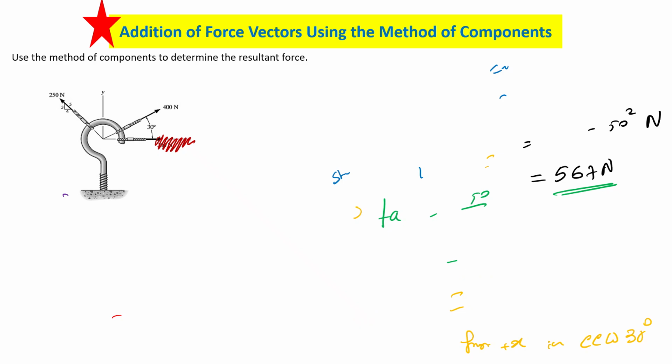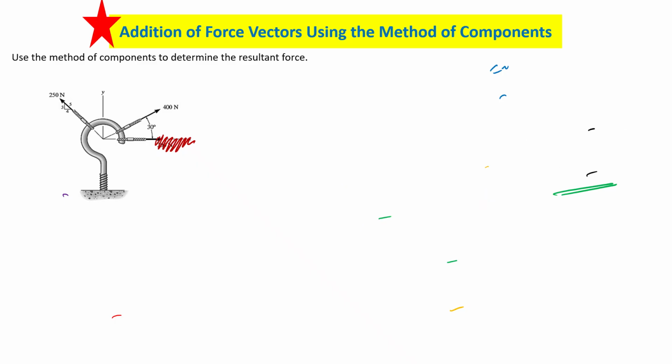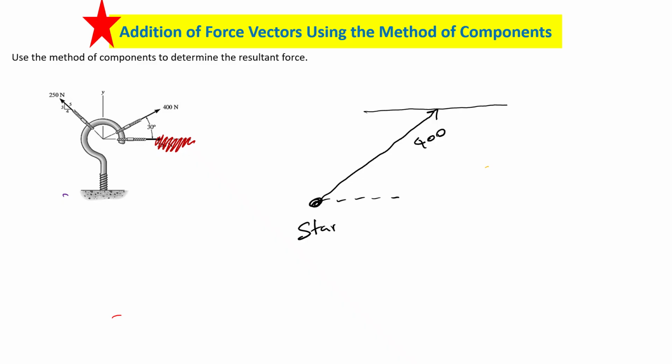You can start either with the 400 or 250. Okay, so if you start with the 400, you start at a point. So this is your start. And 30 degrees, you are going 400. Am I right? And then where you are going? Now you have to go this direction. How long? 250.